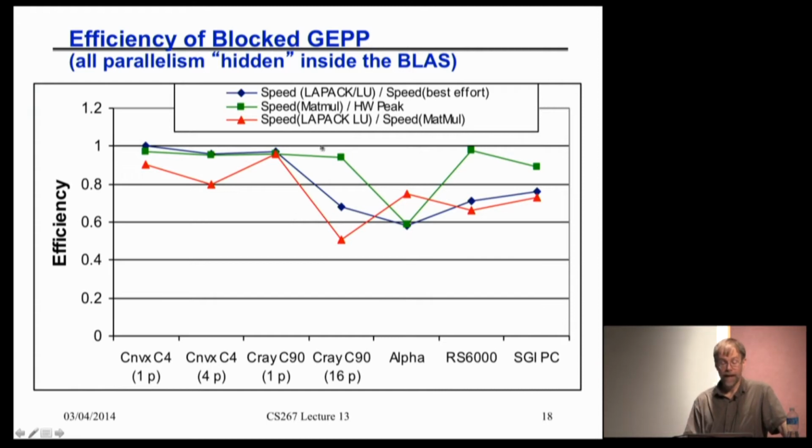And then finally, the question is, is there a different way to do LU? So here's one more plot of the speed of the algorithm I just showed you divided by the speed of the best effort at all these companies where they had a team of programmers trying to make it run as fast as possible.